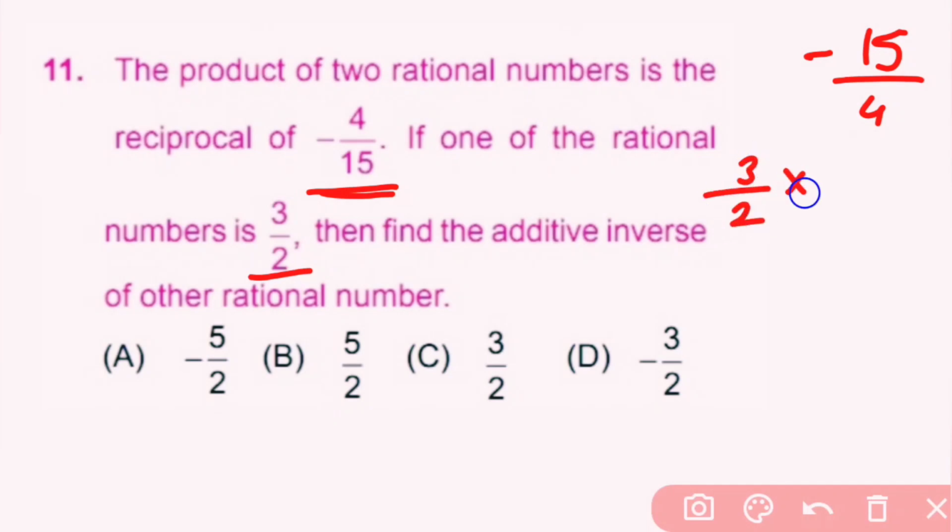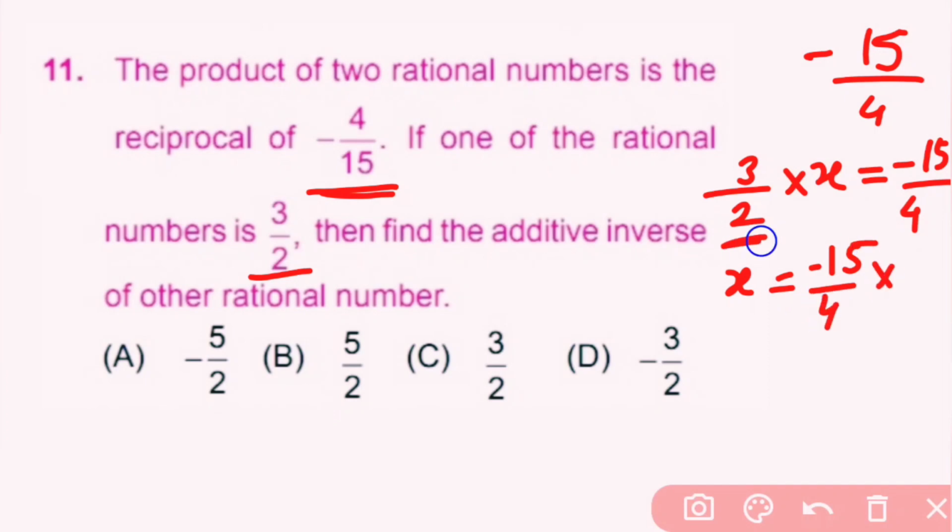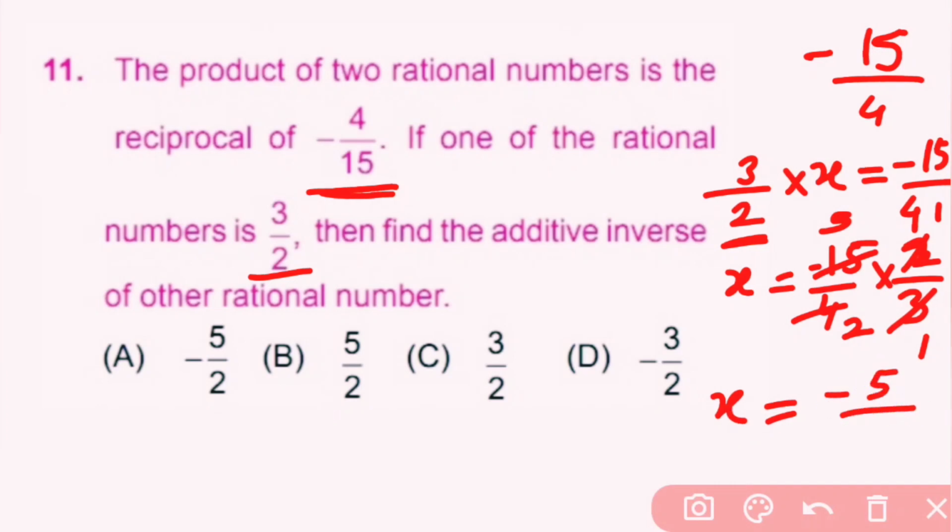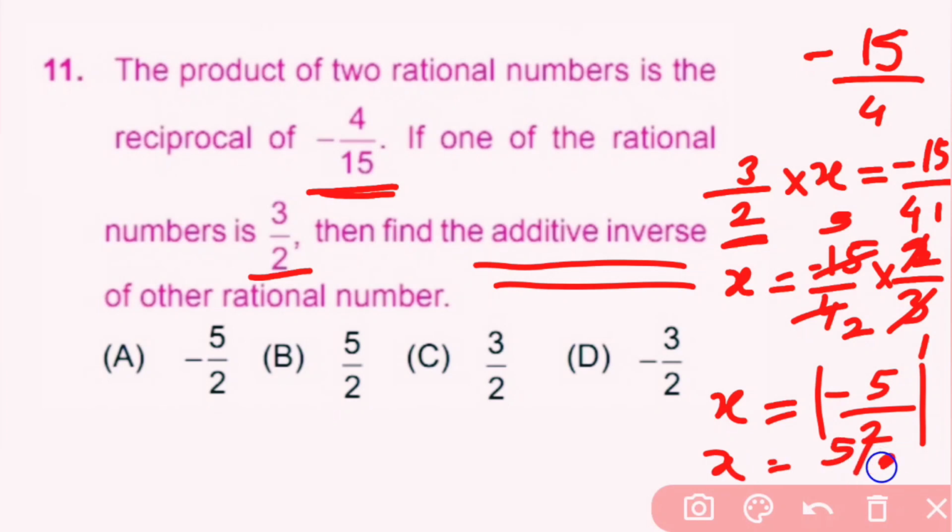So the other number we consider as x and their product is minus 15 by 4. Now x is equal to minus 15 by 4 into, we take the reciprocal of 3 by 2 this side, so it will be 2 by 3. Here 3 ones are 3, 3 fives are 15, 2 ones are 2, 2 twos are 4. So x is equal to minus 5 by 2. We have to find out the additive inverse of this rational number, so it will be 5 by 2. So here B is the correct answer.